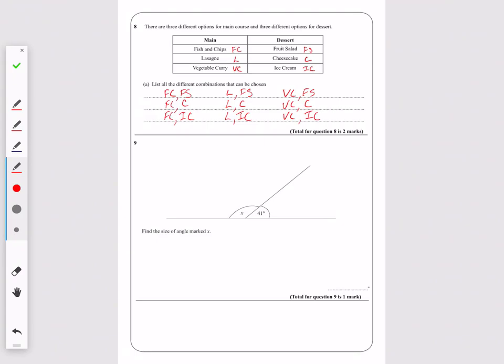Question 9, find the size of the angle marked x. Well, angles on a straight line add up to 180. It's not asking for a reason, so we don't need to write that down. But that's what we're going to use. So 180 minus 41, you can use your calculator for that, is 139 degrees.